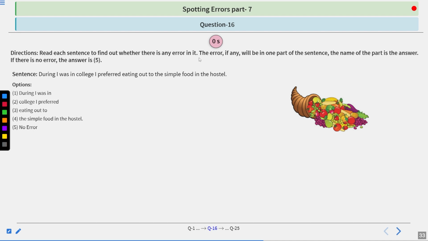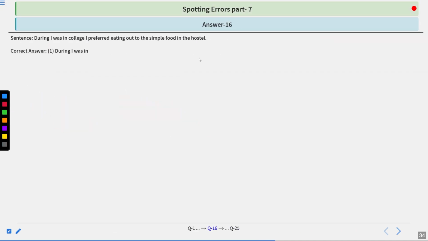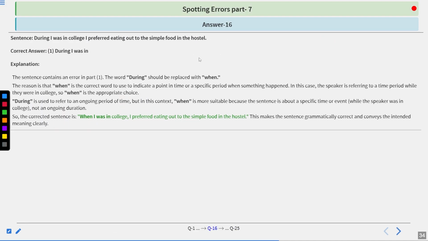I hope you have answered. Let's look at the correct answer. The correct answer is 1: "During I was in". The explanation is that "during" should be replaced with "when". The reason is that "when" is the correct word to use to indicate a point in time or a specified period when something happened. In this case, the speaker is referring to a time period while they were in college. So "when" is the appropriate choice.